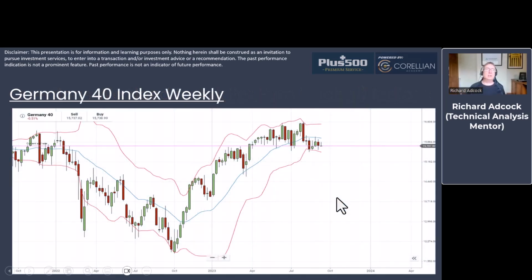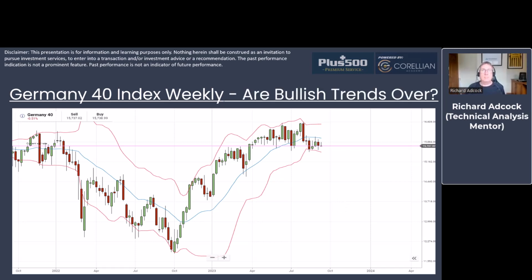Okay, so let's take a look at the Germany 40 index on a weekly basis and try and answer some of those questions that we've just posed. And the first one, obviously, is, are the bullish trends over? Well, if we look at the Germany 40 index and we draw an uptrend connecting the recent lows, we can clearly see that that's been broken.